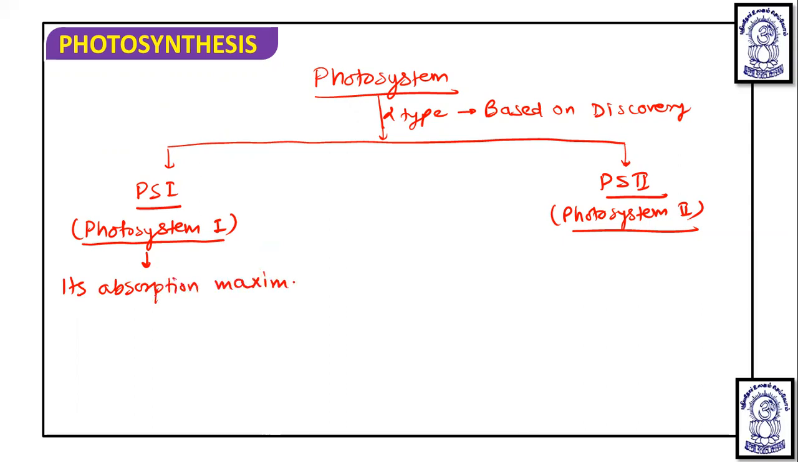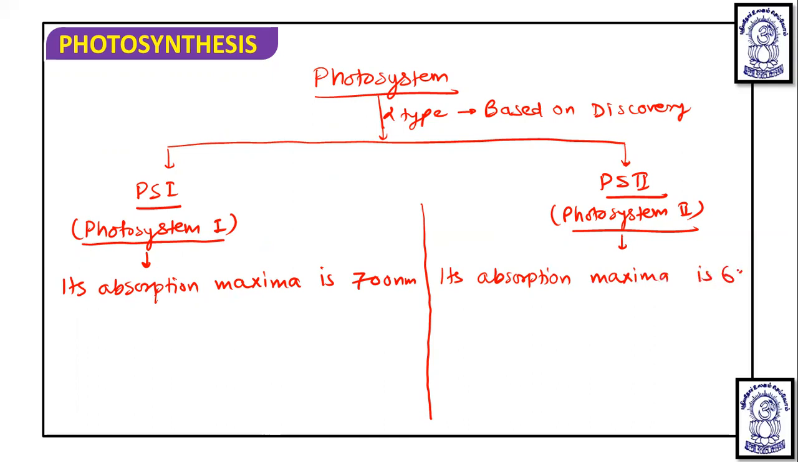It is identified that its absorption maxima is 700 nanometer. This means the maximum wavelength that photosystem 1 can absorb is 700 nanometer. And PS2, its absorption maxima is 680 nanometer.